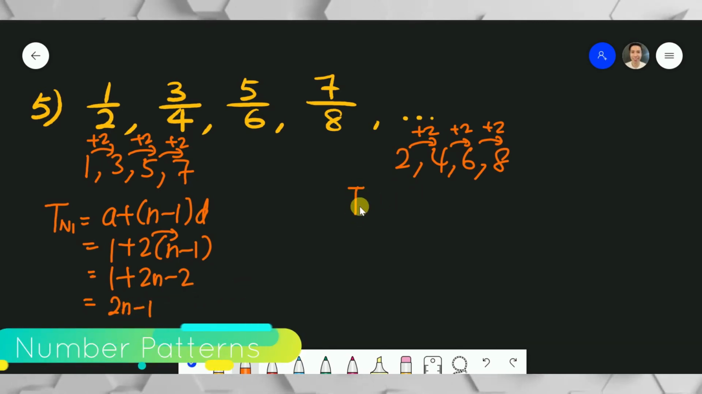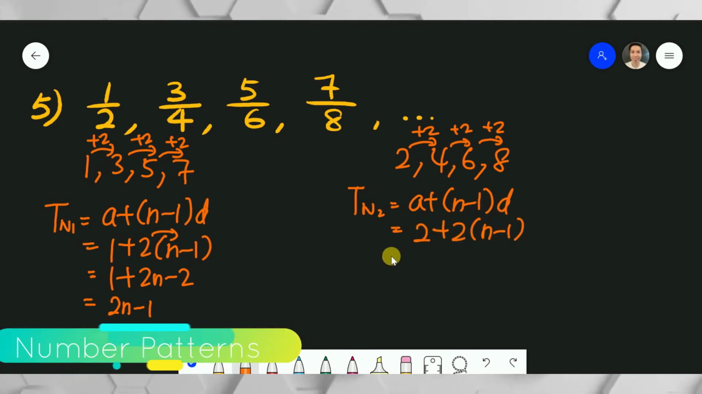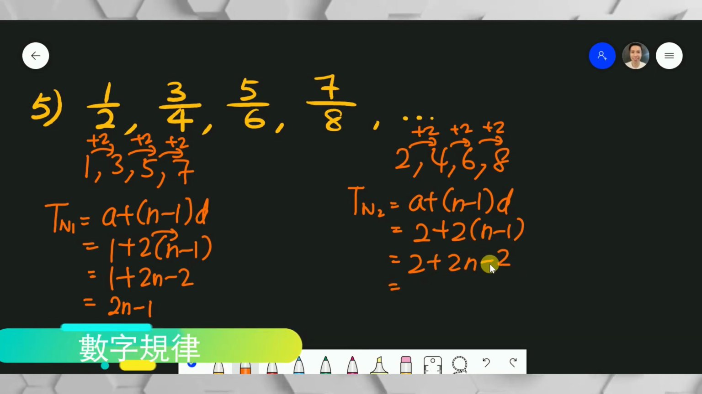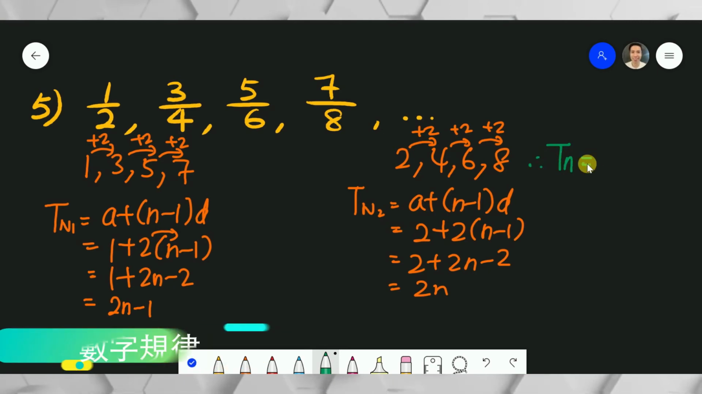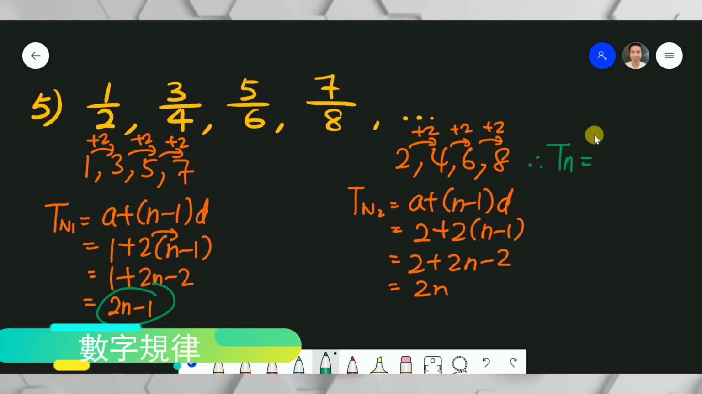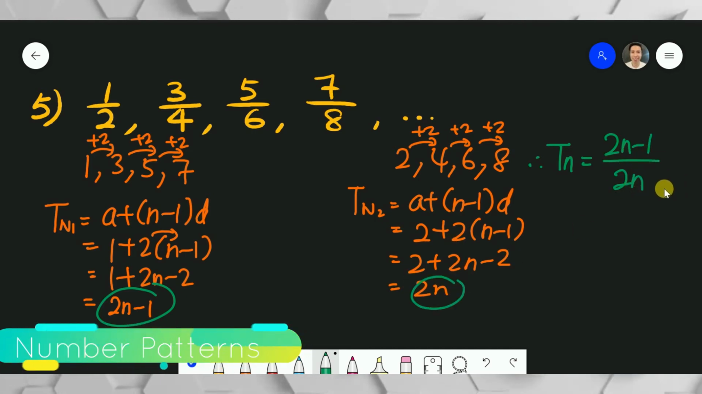2n minus 1, yeah. So next part here, Tn2. Okay, so a plus n minus 1d. Alright, so a is 2, my d is 2 as well. So final answer is 2 plus 2n minus 2. Then 2 minus 2 here is 0, so I have 2n. Don't forget to combine these two into the final answer here. So my final answer here is Tn equals to, the top part will be 2n minus 1, and then the bottom part will be 2n. Okay, so this is my final answer.